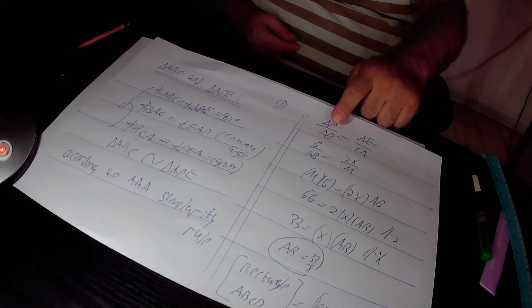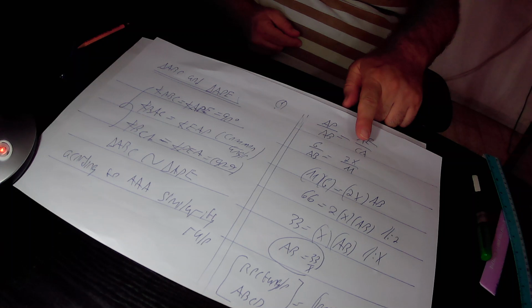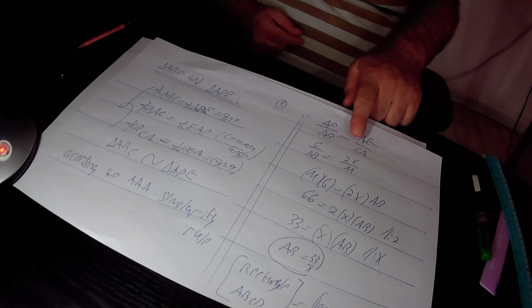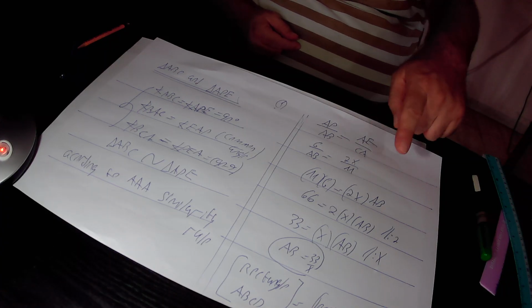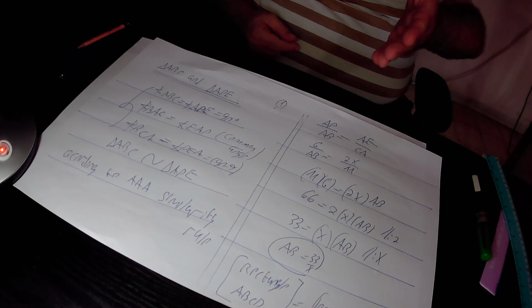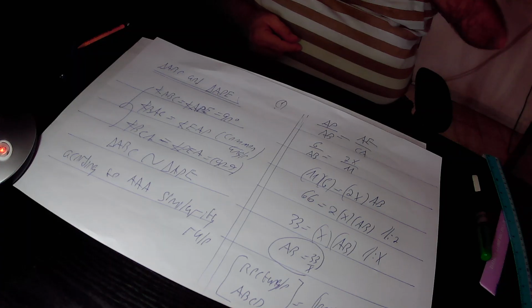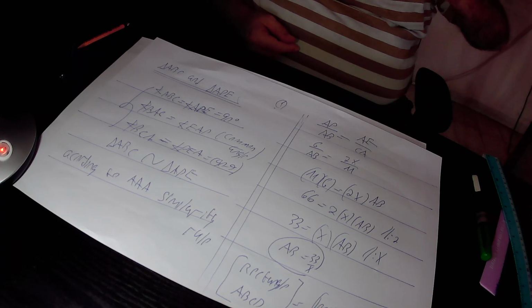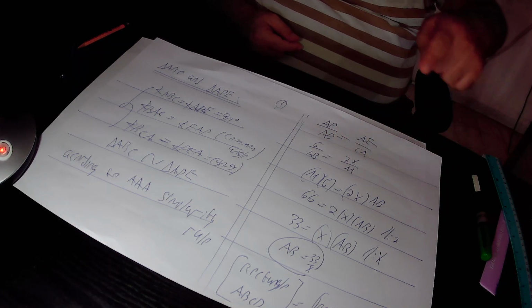So in total, we found out that 6 over AB equals 2x over 11. Here we cross multiply this equation and finally found out that 6 times 11 equals 2x times AB. 11 times 6 is 66, and it is equal to 2x times AB. Here we divide this equation by 2.